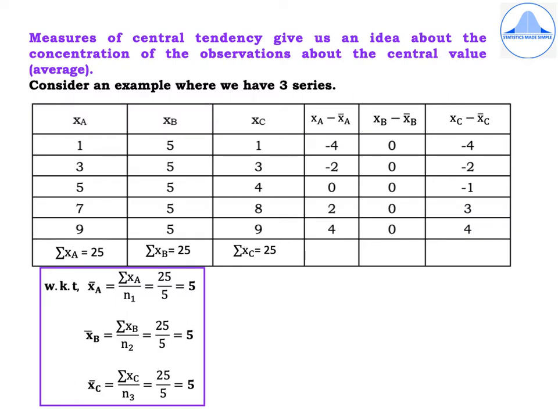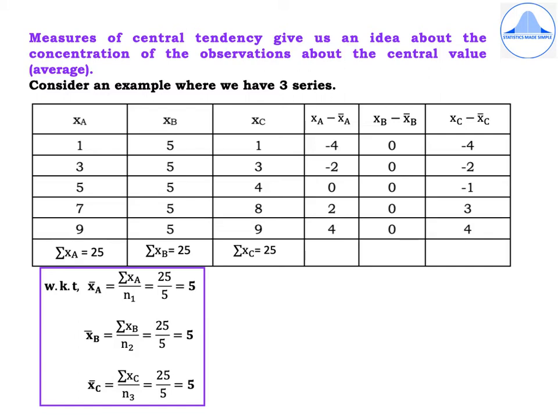The Measures of Central Tendency chapter gave us an idea about the concentration of the observations about the central value, and you know that the central value is also called the average, and it can be either the arithmetic mean, median, mode, geometric mean, or the harmonic mean.